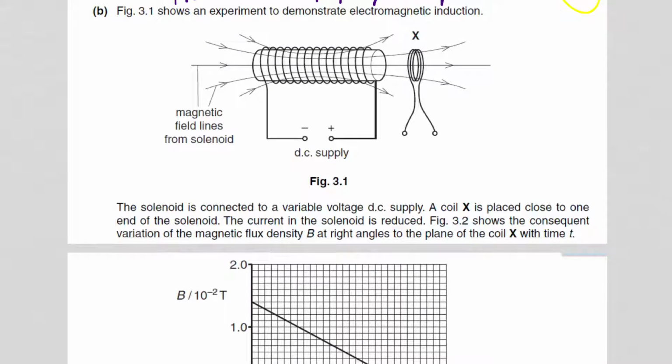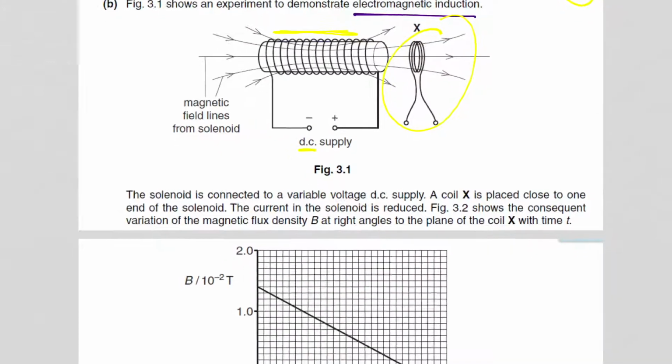For part B, you've got an experiment and you need to talk about the idea of this thing called electromagnetic induction. So the solenoid, posh name for a coil of wire, is connected to a variable voltage, and that's direct current. A coil X is placed close to one end of the solenoid. The current in the solenoid is reduced. Figure 3.2 shows the consequent variation of the magnetic flux density when it's at right angles to the plane of the coil X with time t.